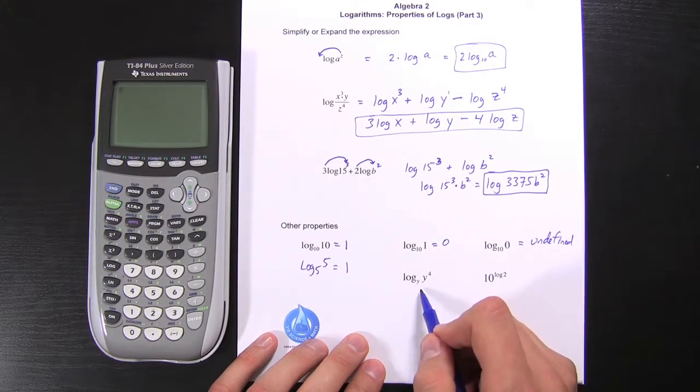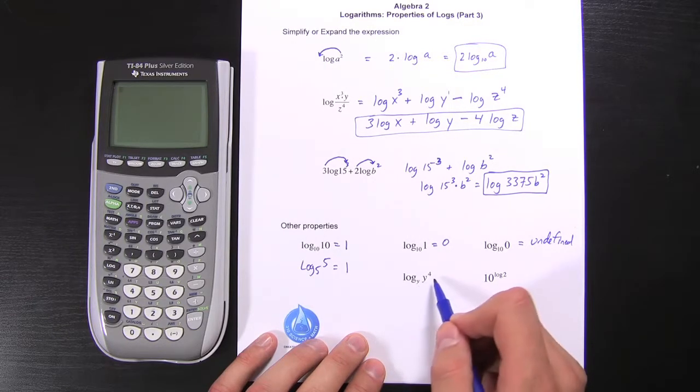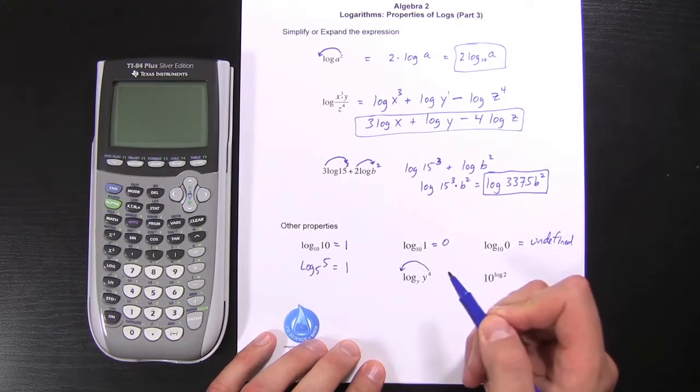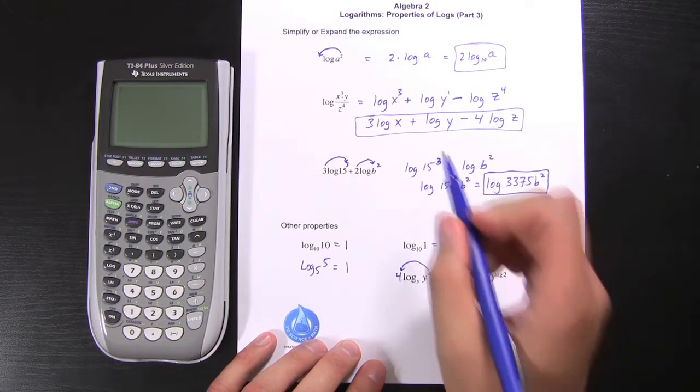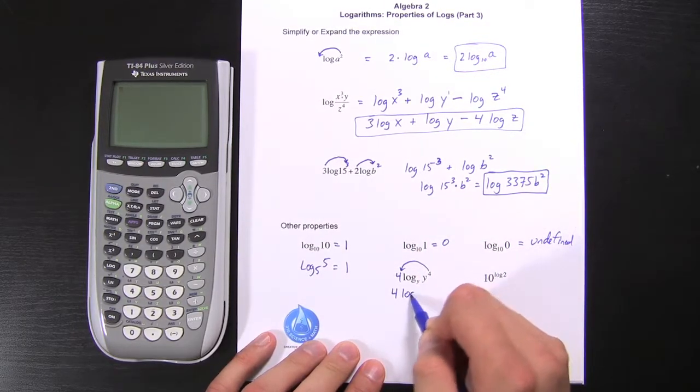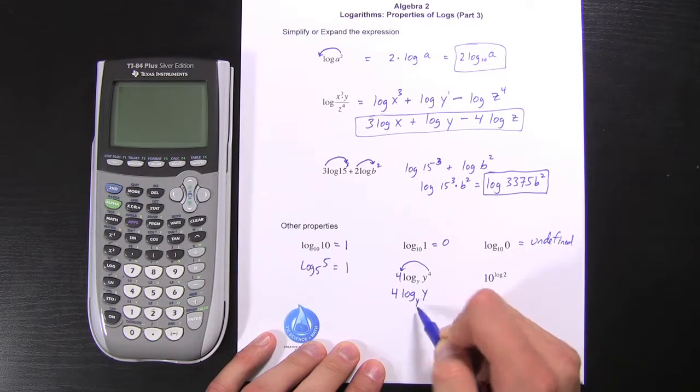This is a situation where you have the log of some term, and that term and the base happen to be the same thing, right? So just like before, we put that 4 in front in the previous examples up there. Here we have 4 log of y to the base y.